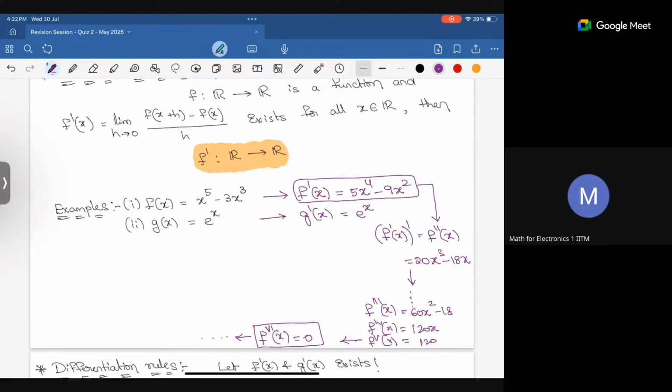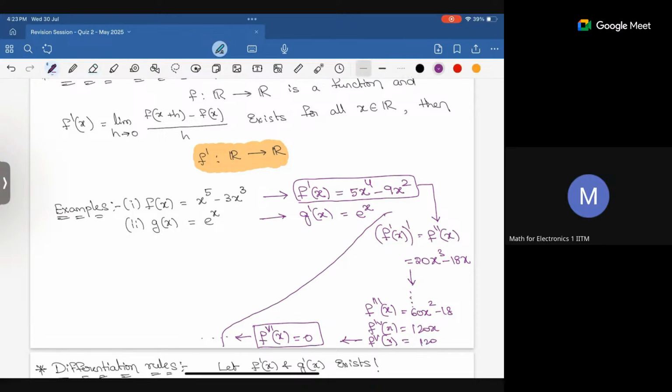So these are called higher order derivatives, which are also quite important. They matter when you see Taylor's theorem, which actually uses these higher order derivatives at a particular point. So you should know how to compute the higher order derivatives also.